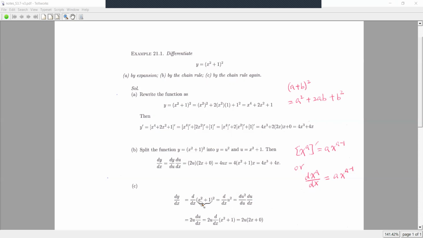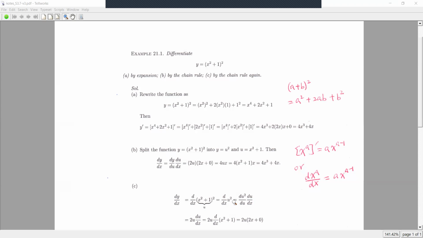The function x squared plus 1, then the whole thing squared, is complicated. Let me simplify this function by introducing an intermediate variable, u. I let u be x squared plus 1. Then the function becomes very simple, just u squared.